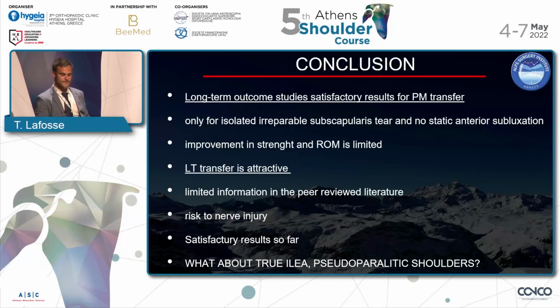So in conclusion, the long-term outcome studies show satisfactory results for the pec major transfers, but only for isolated irreparable subscap tears and no static anterior subluxation. And the improvement in strength and range of motion at long-term follow-up are limited. The Latissimus dorsi transfer is attractive, but we don't have a lot of peer-reviewed literature yet. There is a risk for nerve injuries, but you can control that. So far, the results seem satisfactory, but the question remains raised for real pseudo-paralytic shoulders with complete limited forward elevation.